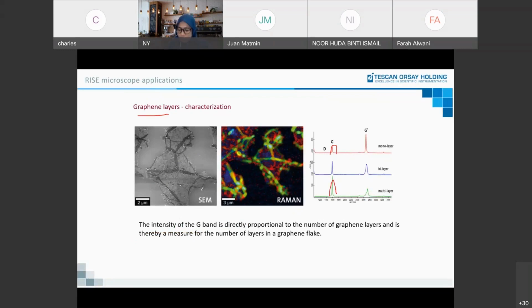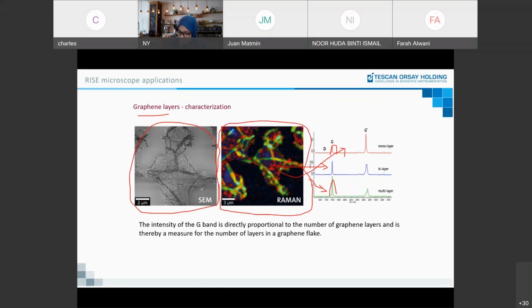Here, we are able to first analyze under the SEM, then go for the Raman. In this case, it's Raman imaging. The Raman maps the whole SEM image and gives you this kind of colors, and then we can pinpoint that green belongs to multi-layer graphene, blue belongs to bilayer graphene, and red belongs to mono-layer graphene.